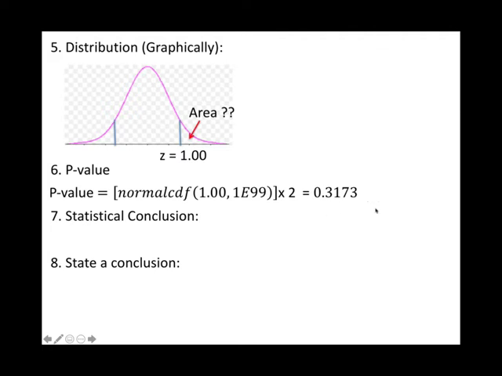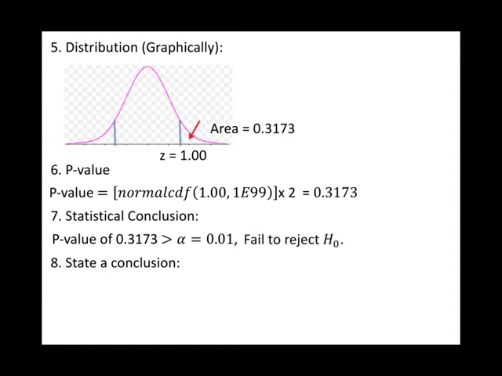Okay, compare with your significance level of 0.01. This should be greater than, or less than or equal to? It should be greater than, right? Greater than the significance level. So it's greater than, and we're going to fail to reject the null hypothesis.